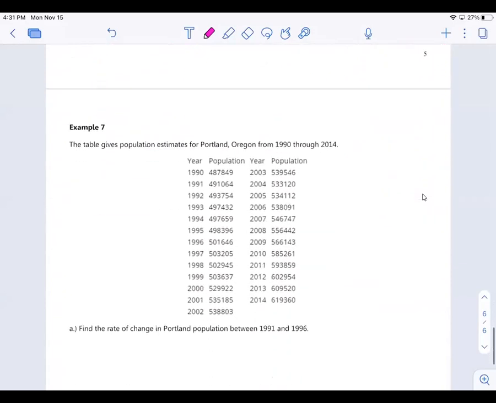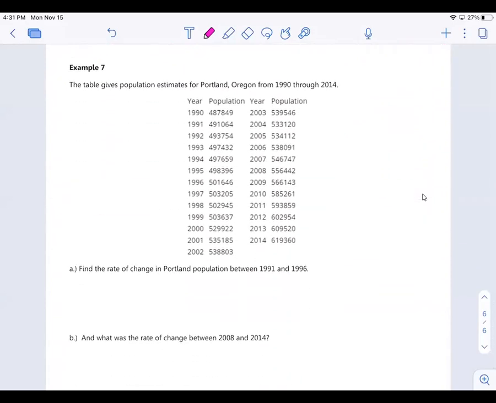All right, so now they give this beautiful chart. It's our table. It gives us the population estimates for Portland, Oregon from 1990 through 2014. So there's a lot of numbers there. This is not going to be linear because that's not how our population grows, because there's a lot of inconsistencies. But they do want us to find the rate of change between 1991 and 96. So we're going to find 1991, that's our year, and then that's our population, and then 1996, and there's our population.